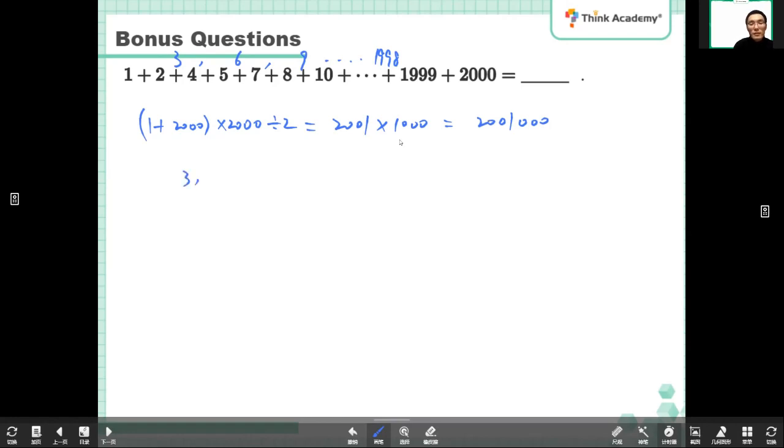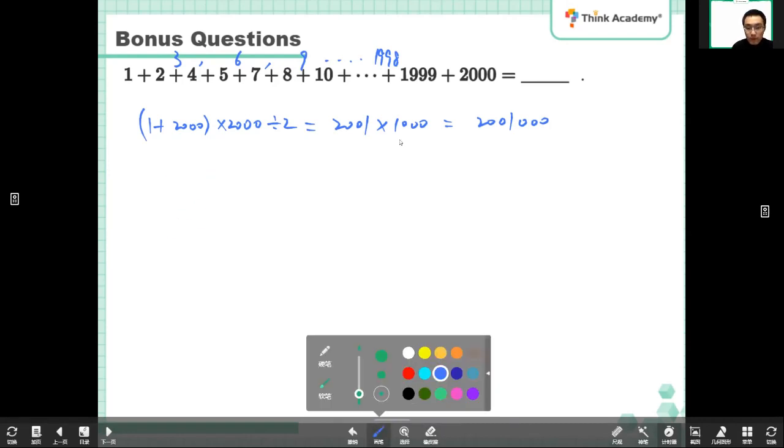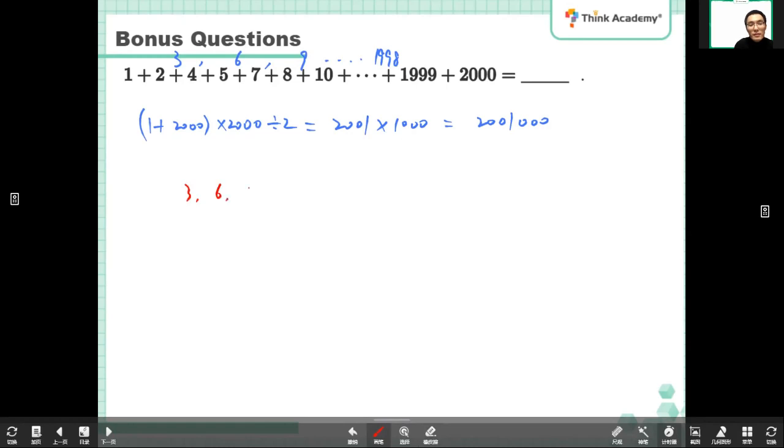So we have 3. Let me change the color. We have 3, 6, 9, 12, 15, ... 1998. Okay, and let's find the general term. Let's find how many terms there are in total. Because remember, to find the sum of an arithmetic sequence, we only need 3 things: the first term, the last term, and the number of terms. We already know the first term, we already know the last term. We just need to know how many terms there are.